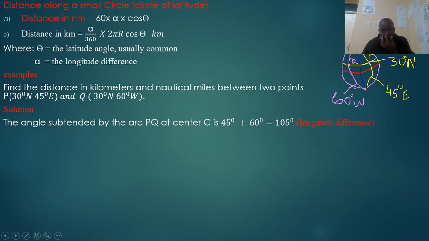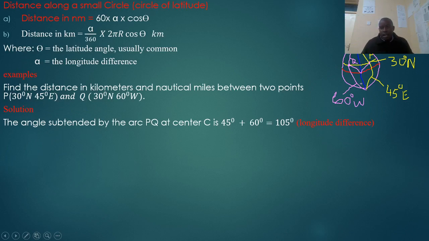I said now to get the longitude difference, because they are on the opposite sides of the Greenwich Meridian, we add. And therefore, my longitude difference will be 45 plus 60, which is 105 degrees. That is the angle that will be subtended by the arc PQ. Arc PQ subtends an angle to the center. The angle subtended by this arc at the center here is 105 degrees.